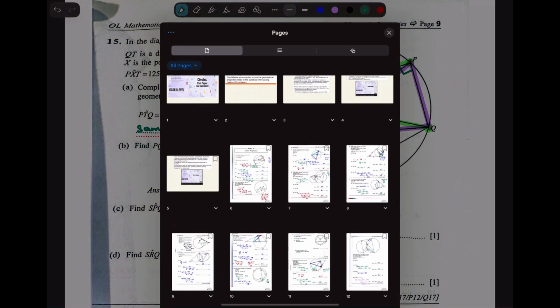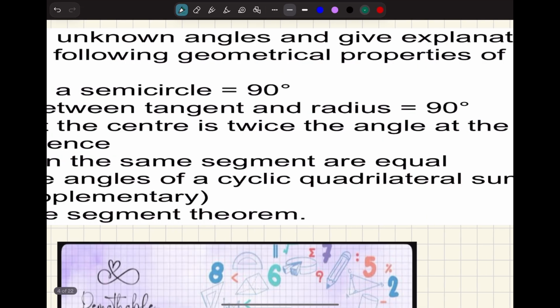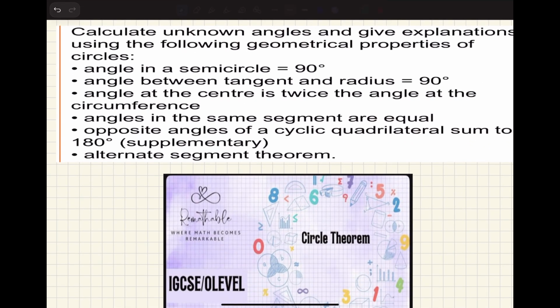Okay, and let's see if it is the exact reason that is listed in the syllabus. So this, angles in the same segment are equal.